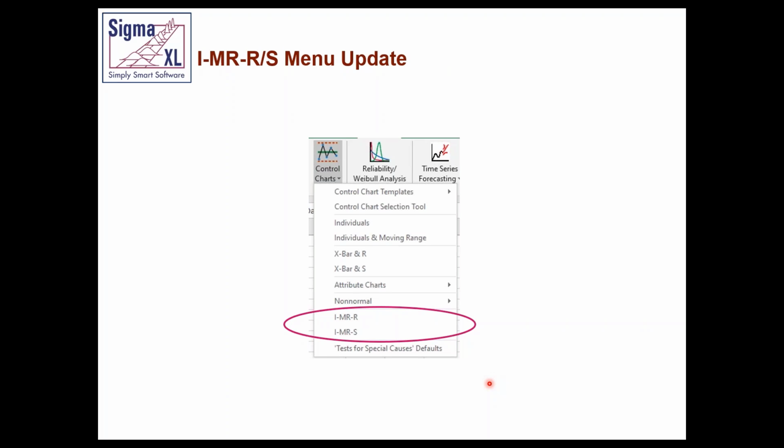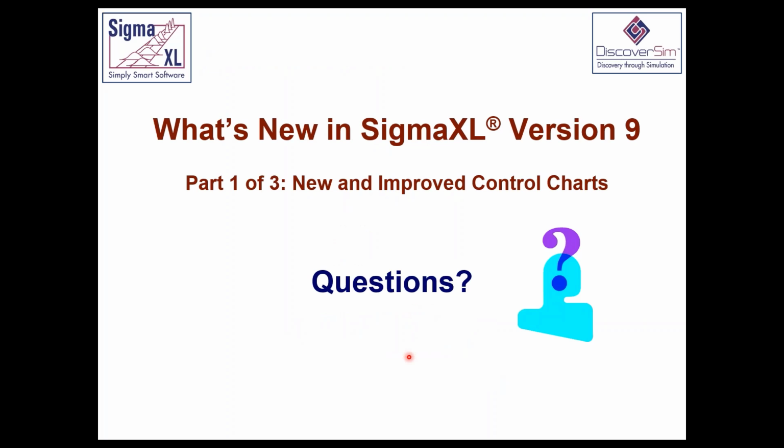Then the menu update for individual moving range, and individual moving range S, IMR S, IMRR. These used to previously be under the advanced menu, and these are now shown under the control chart menu. So that concludes my presentation, and I will take any questions now.